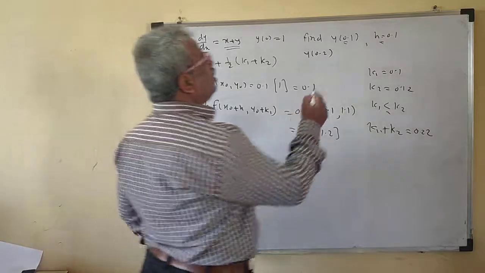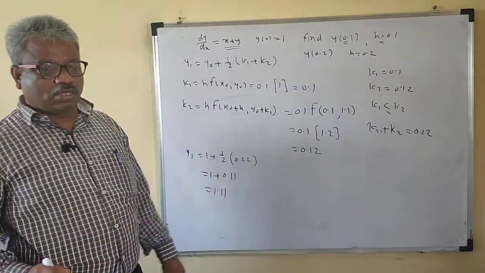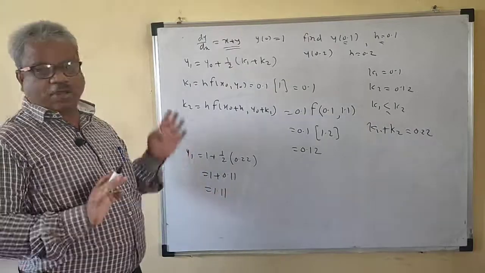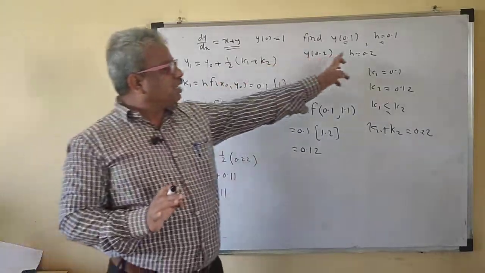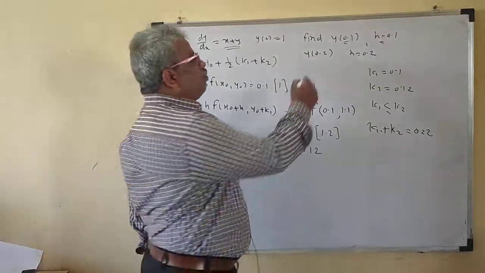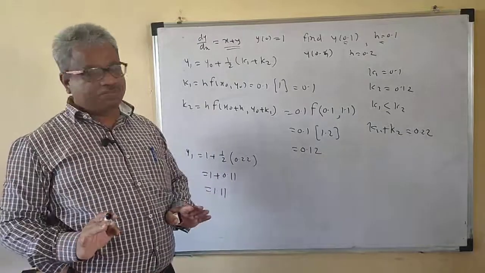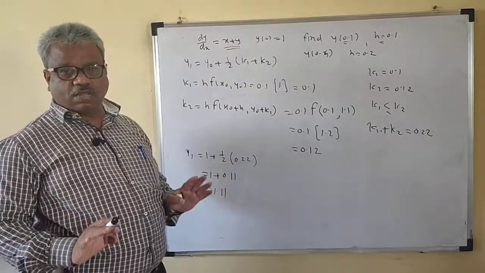Okay. So if they ask for y of 0.2, they will give the point 0.2, and the h value is 0.2. Then you have to find only y1. Both are the same. Then you have to find the value of y1 only. But if both are not the same, say this is 0.4, then you have to find y2. And to find y2 it is complicated.